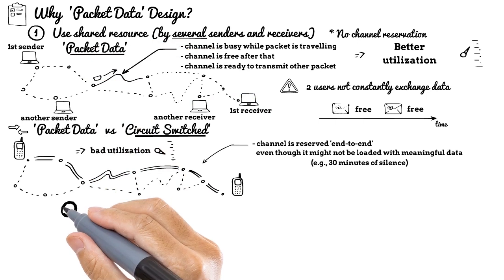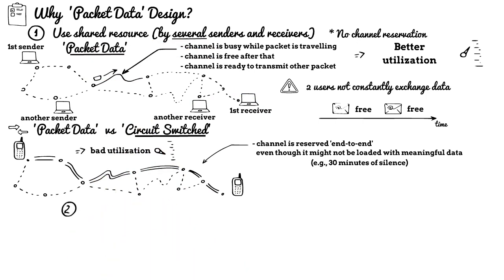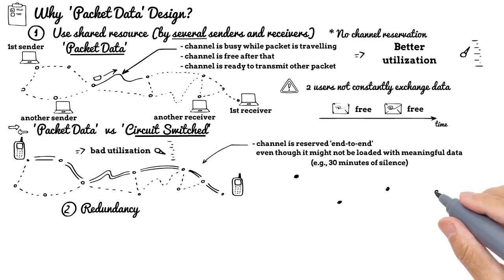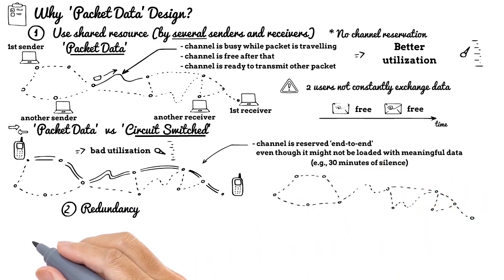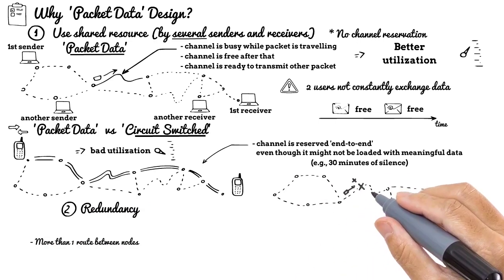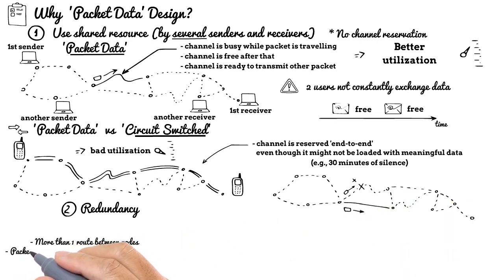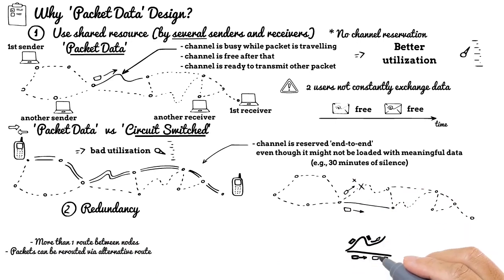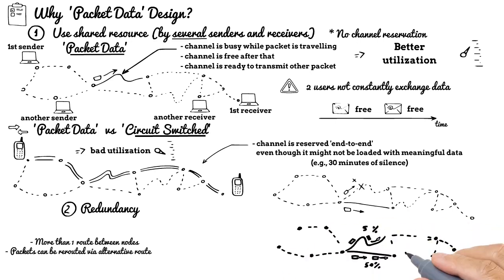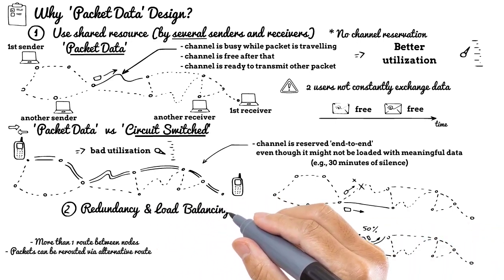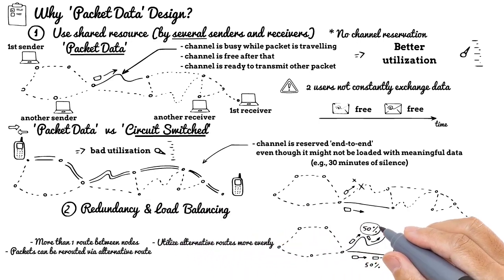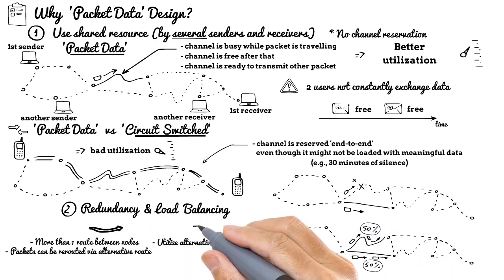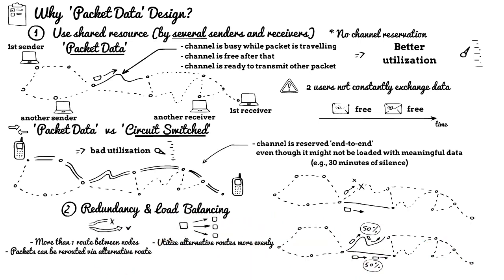Second important thing comes from flexibility of route choosing per each packet. Redundancy of transport channels can be introduced, which means more than one route is available between nodes. If you have a temporary overloaded or broken channel, packets can be rerouted through an alternative route or routes. Apart from redundancy, one channel may be loaded very high while others are used occasionally, which may lead to packet collisions, rejects and retransmissions. An alternative approach named load balancing can be used to utilize alternative routes more evenly. Packet data design allows to use redundancy and load balancing naturally.